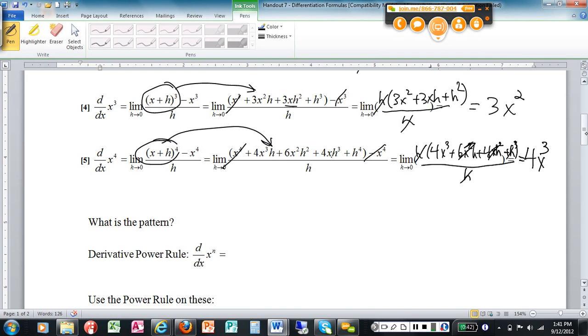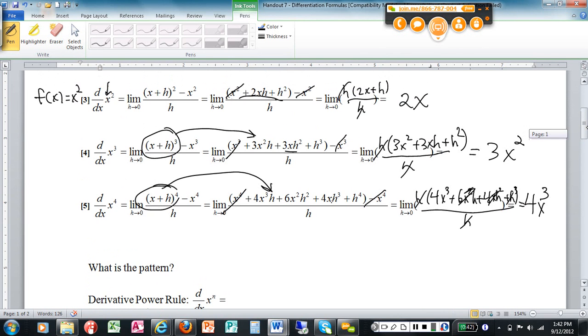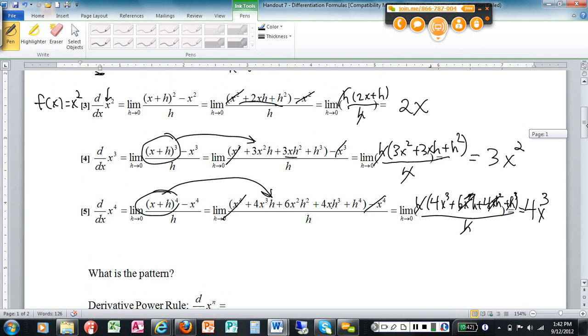Do we see a pattern? Is everybody okay with that? All from the limit definition. But do we see a pattern? And if you know, don't spoil the fun. Okay?